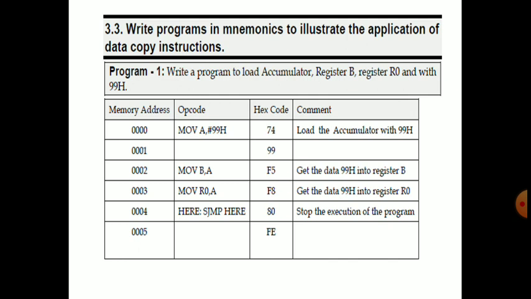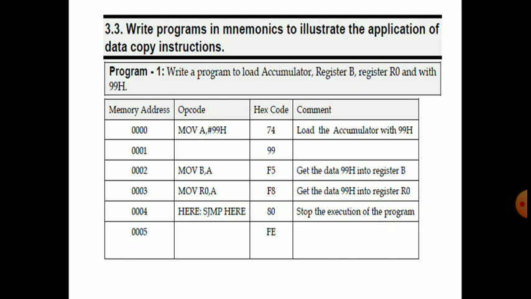And the next instruction: the B register has to be loaded with the same 99H. So we can write MOV B comma hash 99H or MOV B comma A. MOV B comma A means get the data 99H into register B. Next, the same data has to be moved on to R0. MOV R0 comma A, because in the accumulator itself we have already put the 99H data in the first instruction.